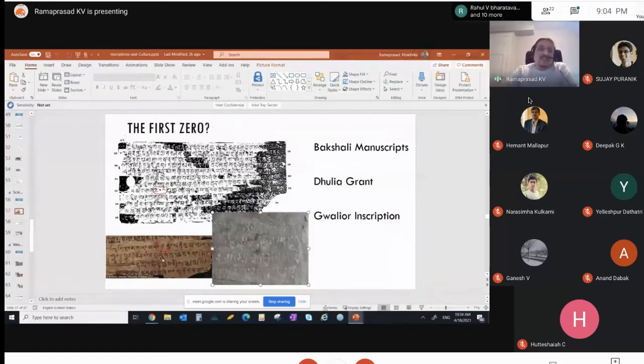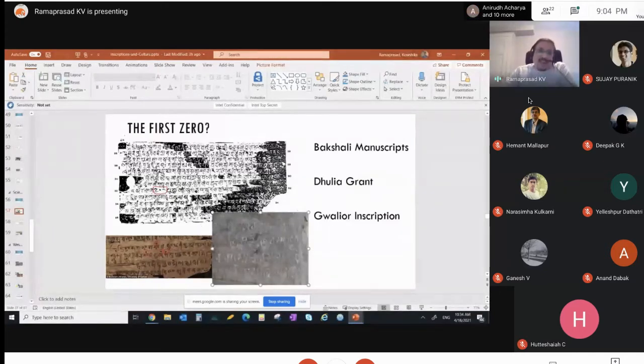So here also you can see 0. And some people are questioning whether there is any contamination. I don't know, but the dating now says it's like 500 years earlier than the Gwalior inscription date, which I think is like 870 CE.